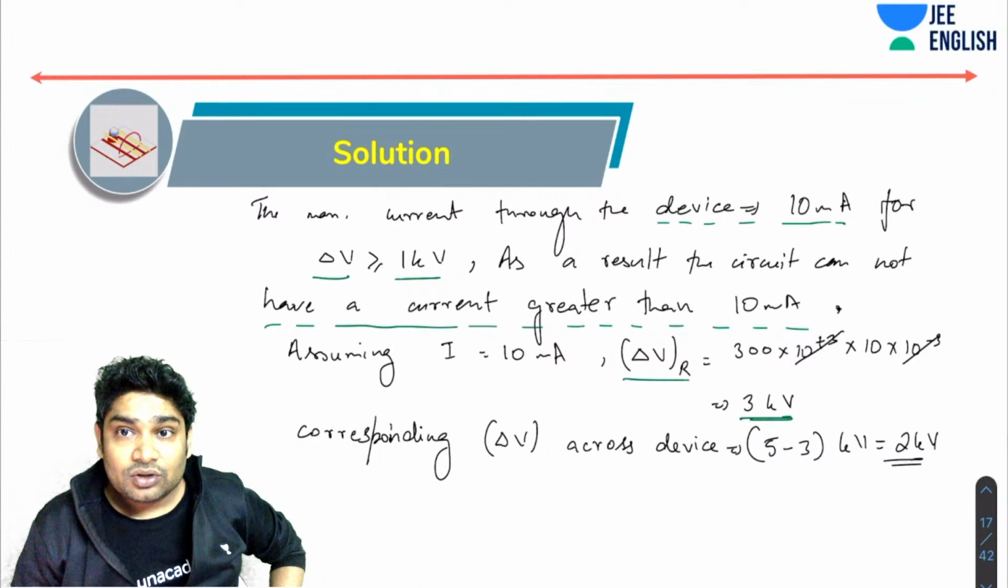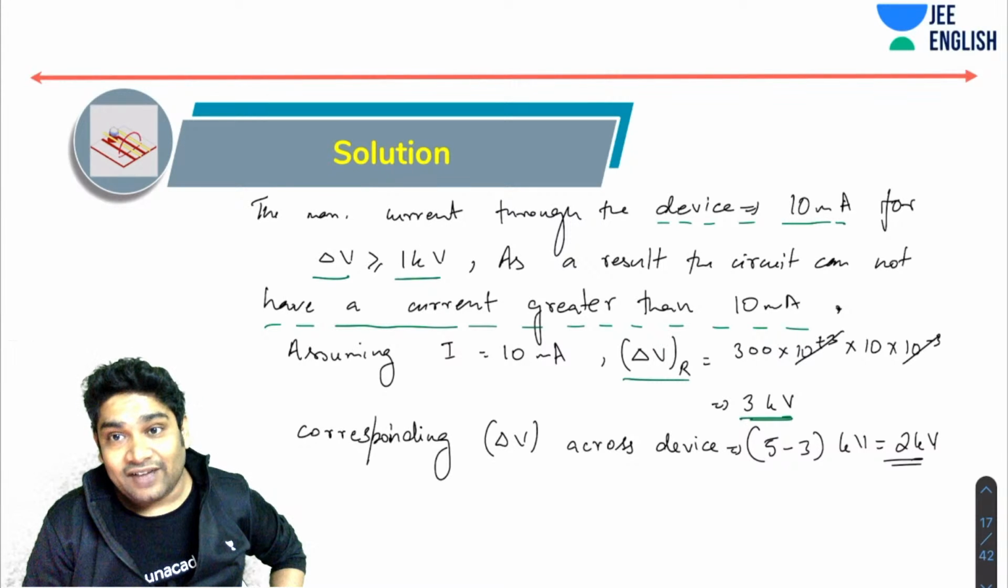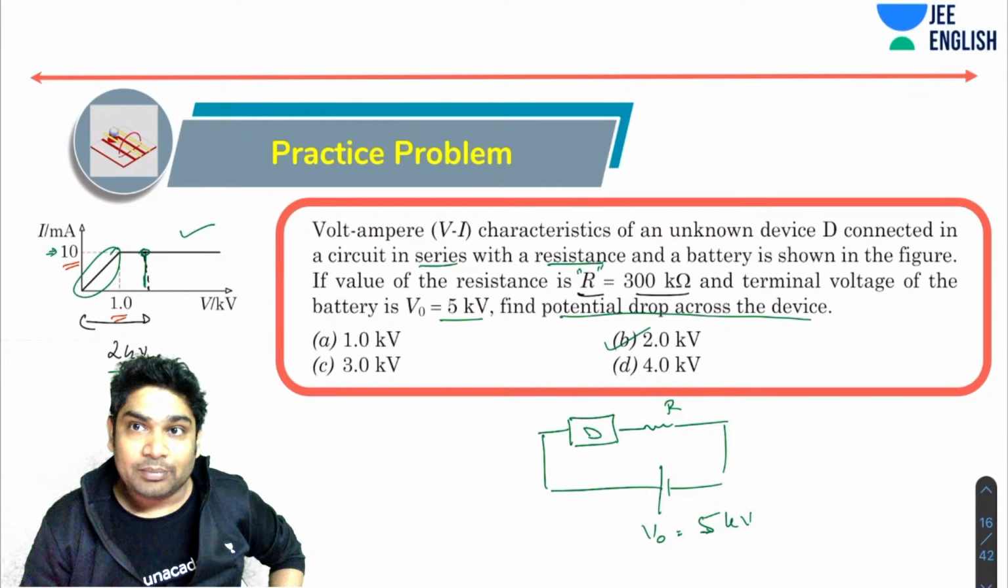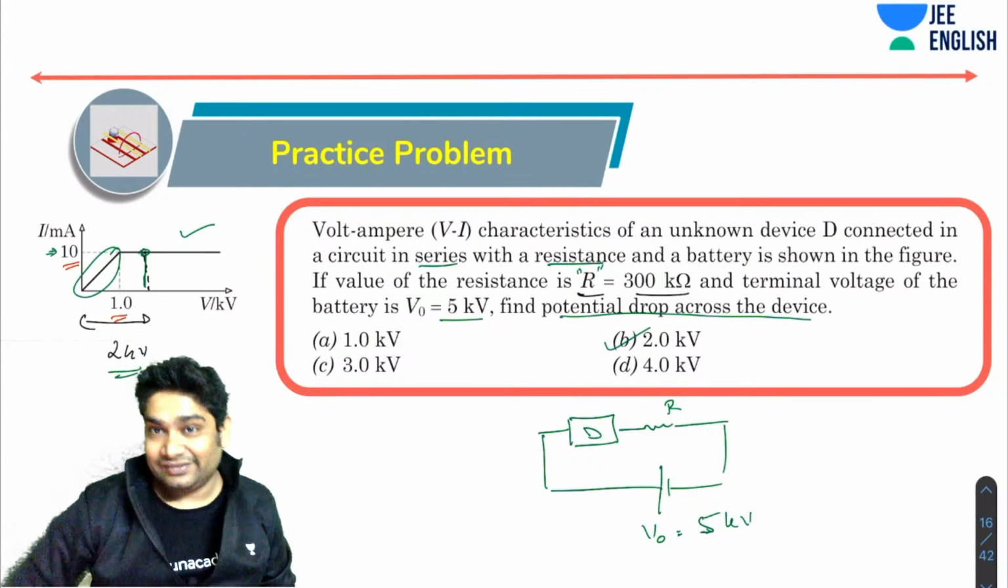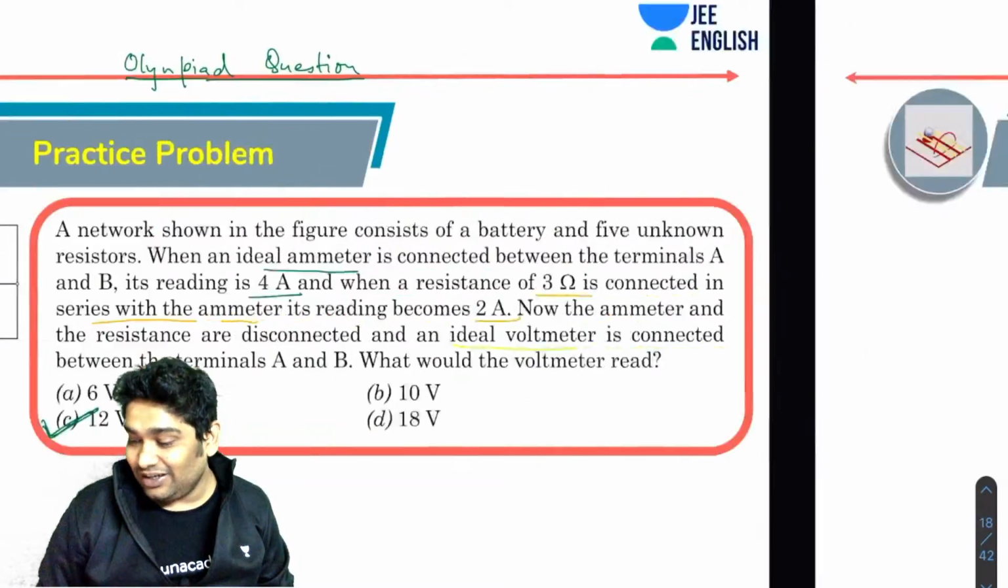Okay, so if the potential drop across the resistance R is 3 kilovolts, then the potential drop across the device would be 2 kilovolts, right? And 2 kilovolt does satisfy this condition also. Yes, it would have had a 2 kilovolt potential drop and a corresponding current of 10 milliamperes. Okay, all right, great. 2 kilovolt is the correct answer. Don't worry about it.